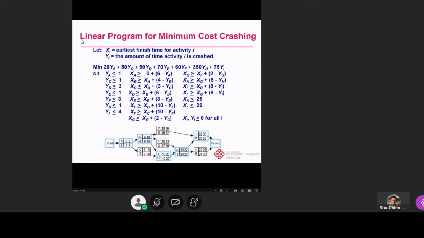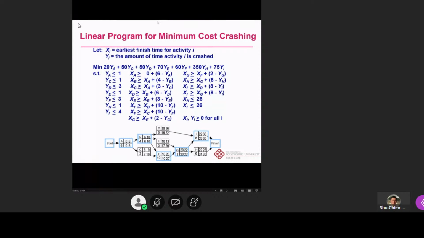All right. So finally, it will be shown like this. XI is the earliest finish time for activity I, then YI is the amount of time that activity I is crashed. So we want to minimize 20YA plus 50YC plus 50YD plus 70YE plus 60YF plus 350YH and also plus 75YI. This is an objective function based on the coefficient, based on the slope for all the activities.